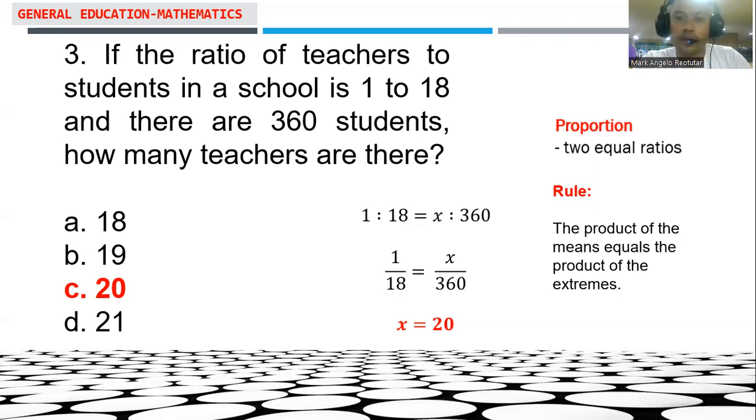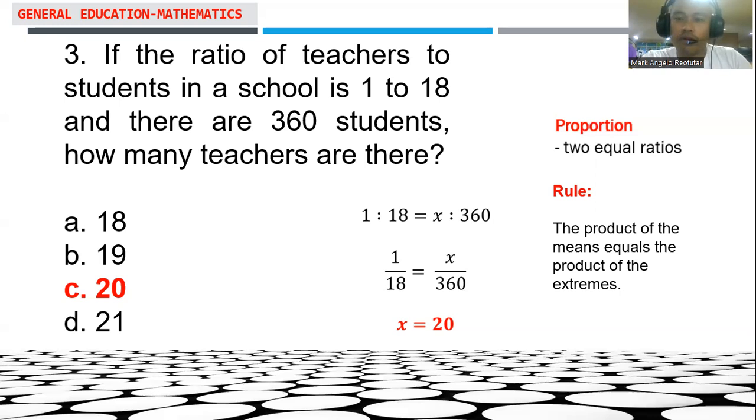The 1 represents the teacher, while the 18 represents the number of students. Now, if there were 360 students, how many teachers are there? So we will be establishing another ratio here, and that is equal to x over 360, following the position that we've presented a while back in the first ratio. So x represents the number of teachers, while 360 represents the number of students. So we try to equate the two so that we'll be having a proportion.